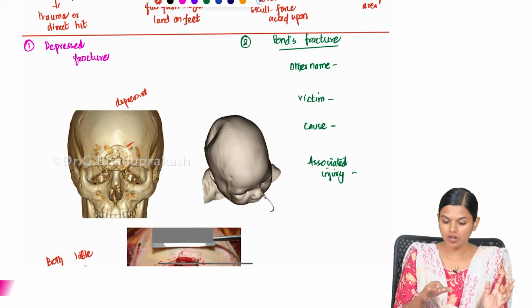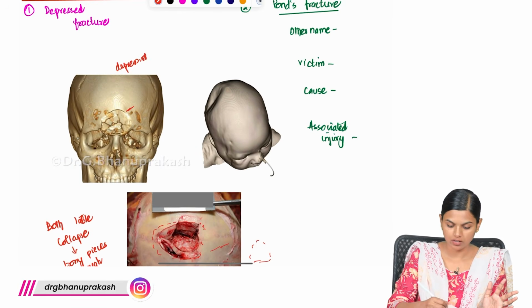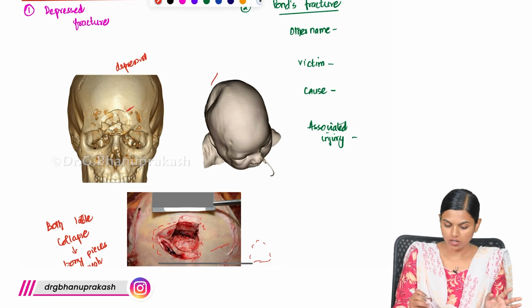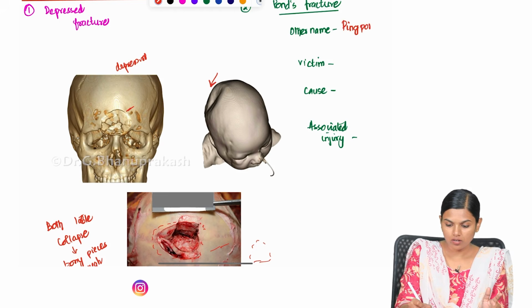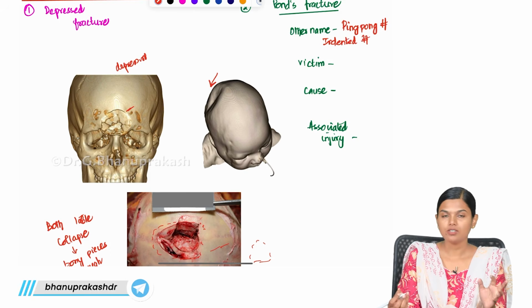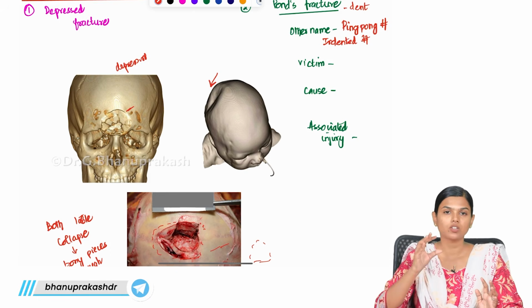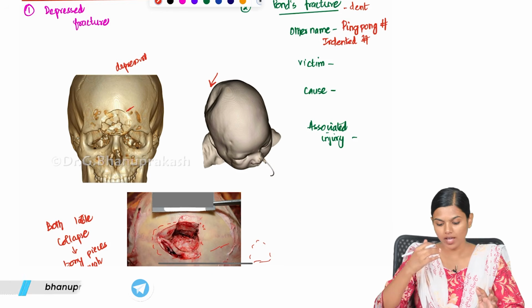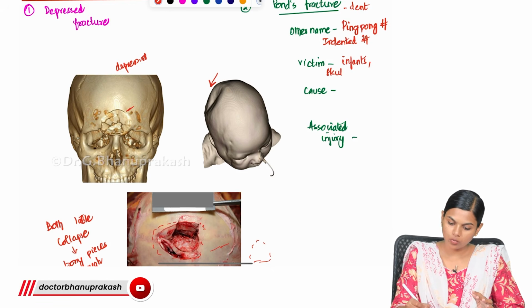Clear? Next we are going to see the Pond fracture. So here this is the Pond fracture. This is also known as ping pong fracture or indented fracture. This is actually a dent. This is not a fracture itself, it is actually a small dent. This is most commonly seen in infants, where the skull is more flexible.